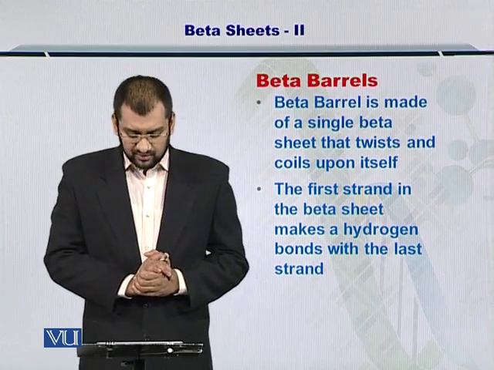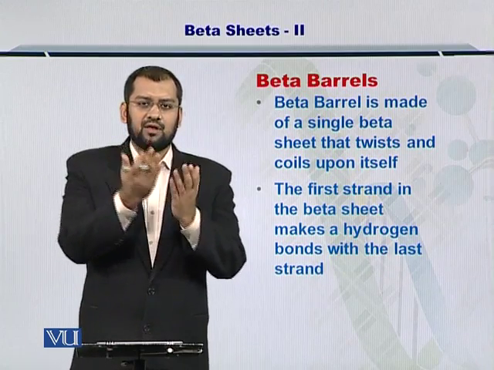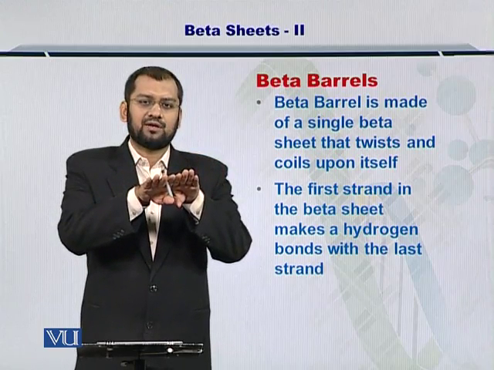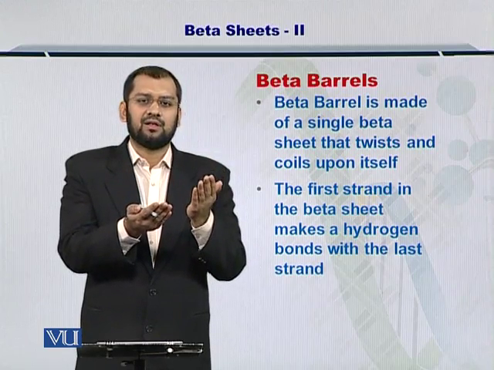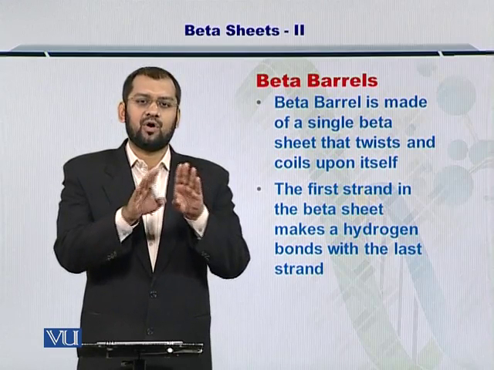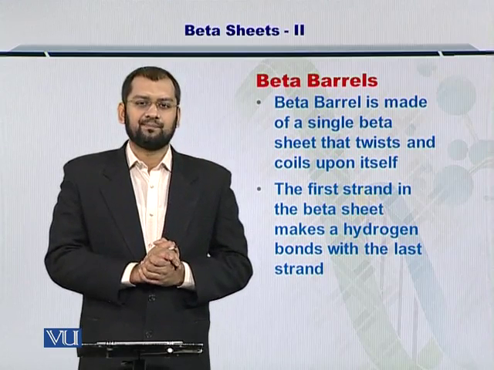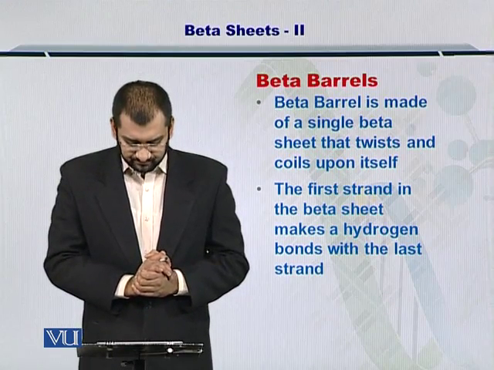So beta barrels are actually barrels of these beta sheets and are formed once a beta sheet comes together and the first strand in a beta sheet connects with the last strand in the same beta sheet via a hydrogen bond, and the resulting structure looks like a barrel. So that's why they're called beta barrels.